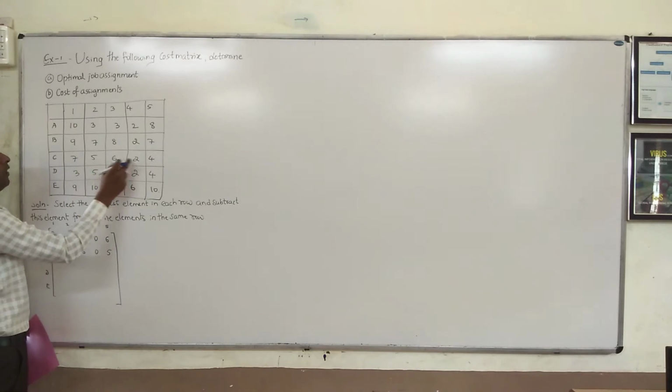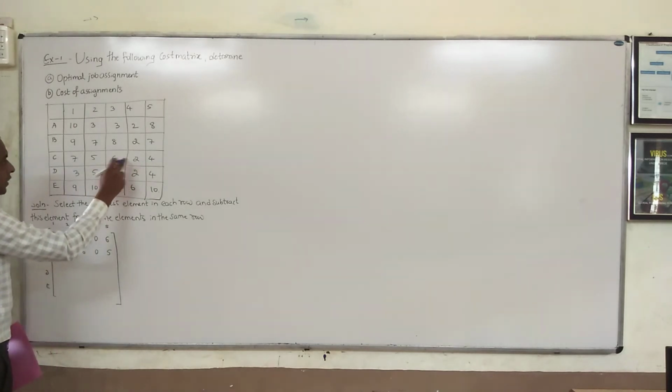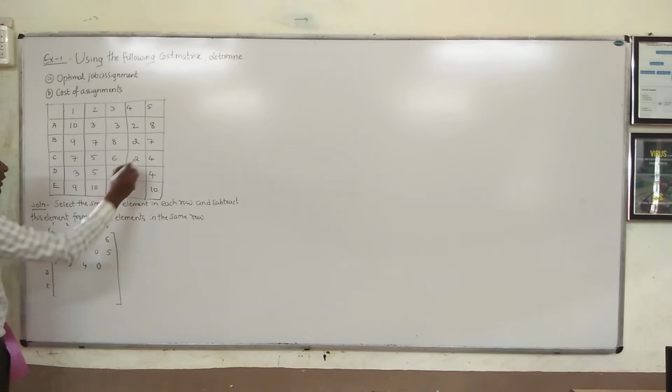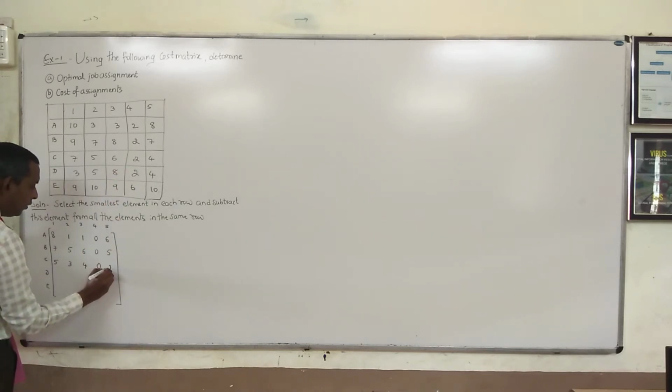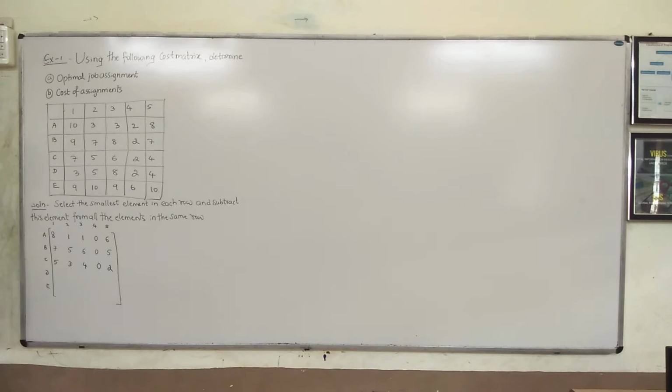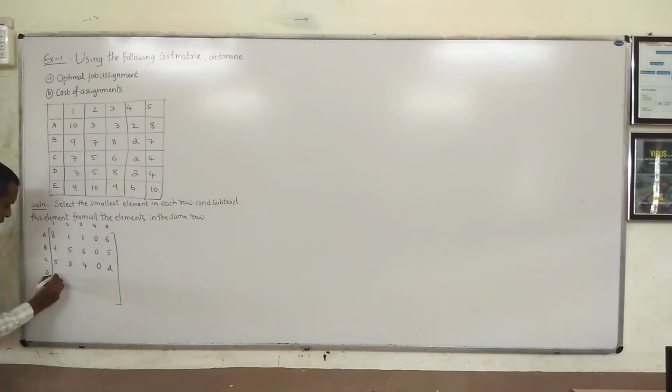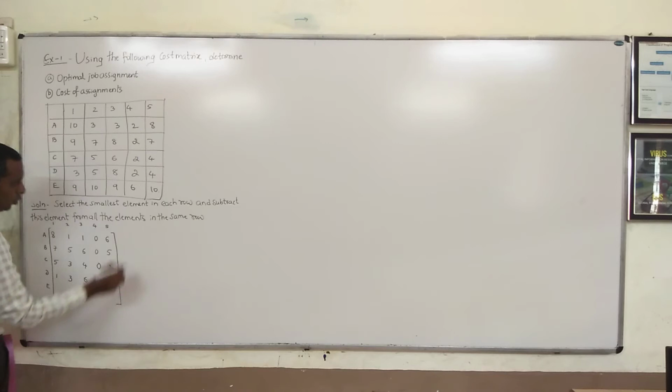And what is the minimum value here? 2 in this third row. So 7 minus 2 is 5. 5 minus 2 is 3. 6 minus 2 is 4. 2 minus 2 is 0. 4 minus 2 is 2. Again, which is the minimum value in this fourth row? 2. So 3 minus 2 is 1. 5 minus 2 is 3. 8 minus 2 is 6. 2 minus 2 is 0. 4 minus 2 is 2.